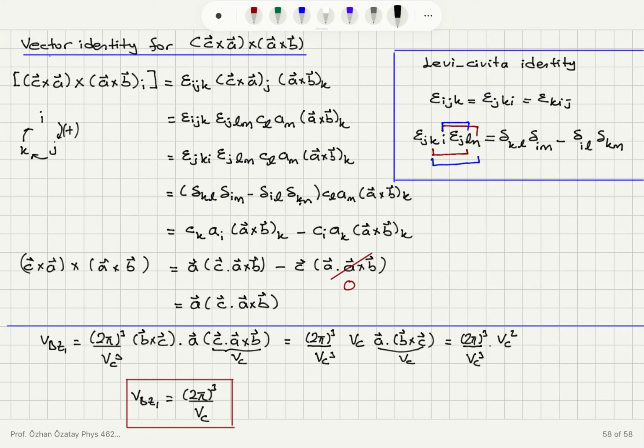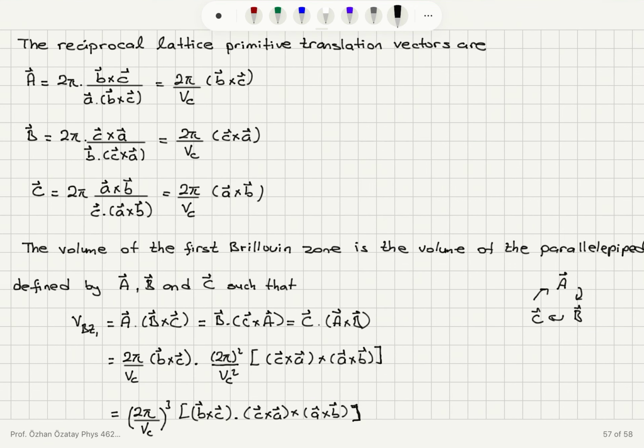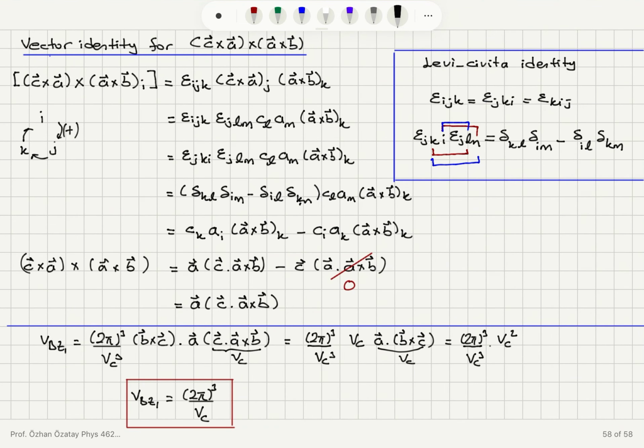Dot product of A with A cross B is 0 because by definition of cross product, A cross B is a vector that is simultaneously perpendicular to A and B. And so that shows me that this vector is vector A, C dot A cross B. By substituting this into the first Brillouin zone volume, I find that I encounter VC twice in this calculation. So I obtain a VC squared that cancels VC cubed. So the volume of the first Brillouin zone is then found to be (2 pi) cubed divided by VC.